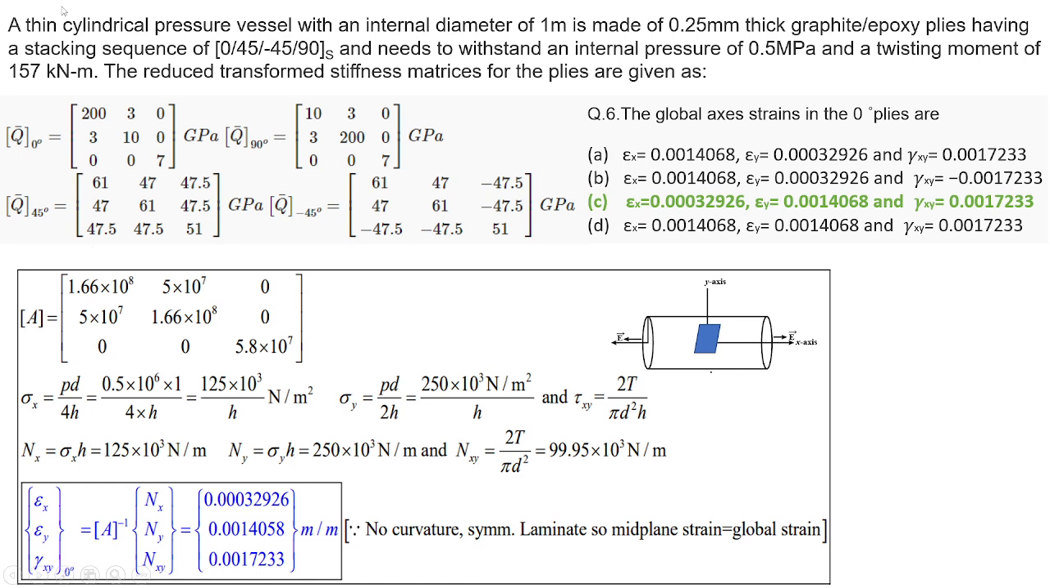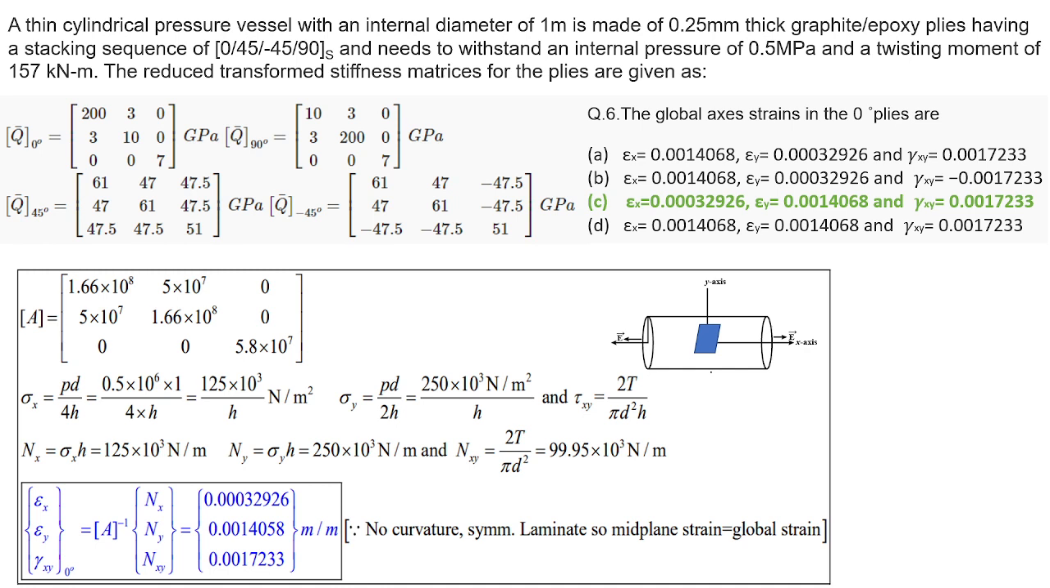So in this question again there is a thin cylindrical pressure vessel. Here, in the x and y directions, when we consider the x direction it is the longitudinal stress, whereas in the y direction it is the hoop stress. So sigma x is the longitudinal stress, which is PD by 4h, whereas sigma y is in the hoop direction, which is PD by 2h. This is the formula to find the stresses in the hoop and longitudinal directions.